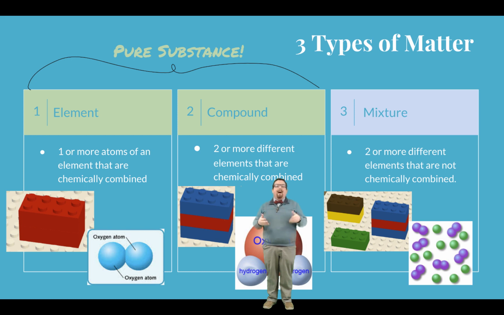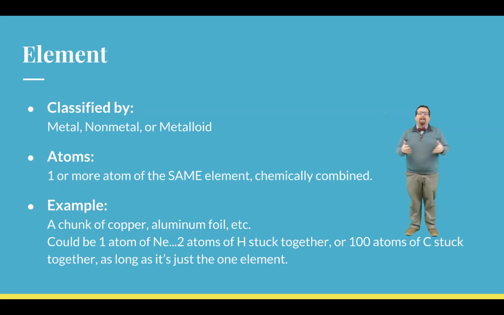So a compound of table salt, sodium chloride, NaCl, no matter what, it's always going to have one Na for every one Cl that it has. Any other combination of that no longer is table salt, and then it's a different type of substance. Okay, let's dig a little bit deeper.